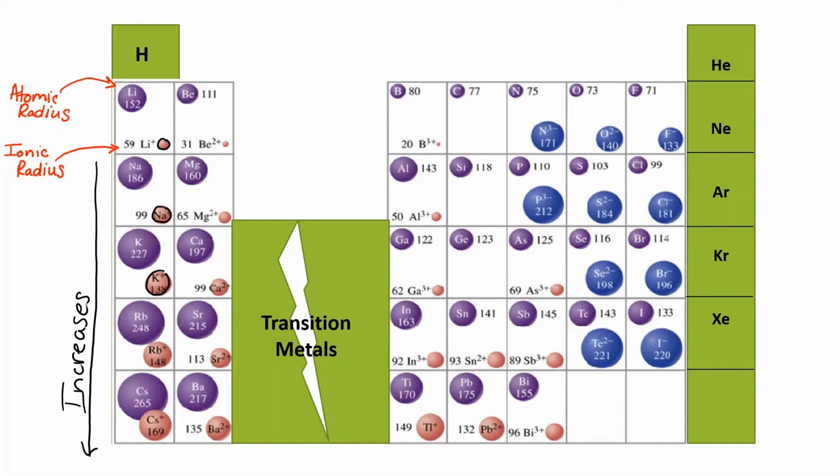Why does it increase? Well, you guys are probably pretty smart. You probably can figure out why. As we move down, the radius or the size is going to get bigger. As we move down, what do we get more and more of? We get more and more energy levels. So why does our ionic radius increase as we move down? Because we get more energy levels, which makes our atom bigger and bigger.